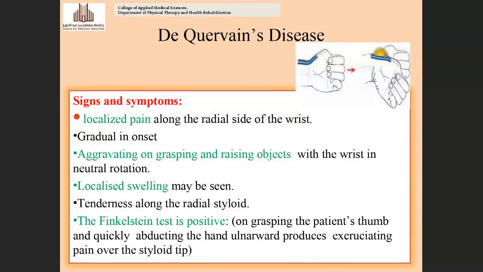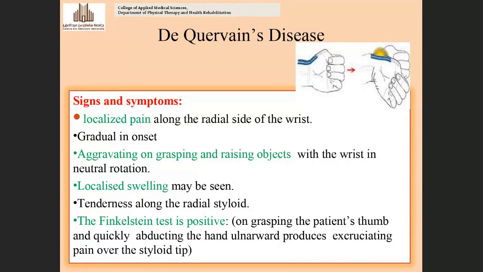When you look at the signs and symptoms of de Quervain's disease, there is localized pain along the radial side of the wrist. That means on the lateral side of the wrist, the person may have pain. You can see in the picture that the lateral side of the hand, the wrist and the thumb show the pain. Generally, the onset of pain is gradual. When trying to grab heavy objects, the pain may be aggravated with the wrist in neutral rotation. Localized swelling may also be seen.